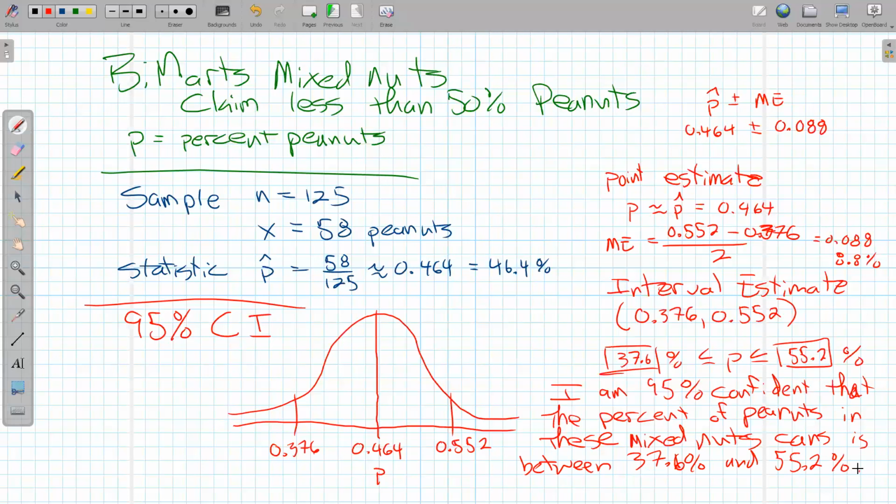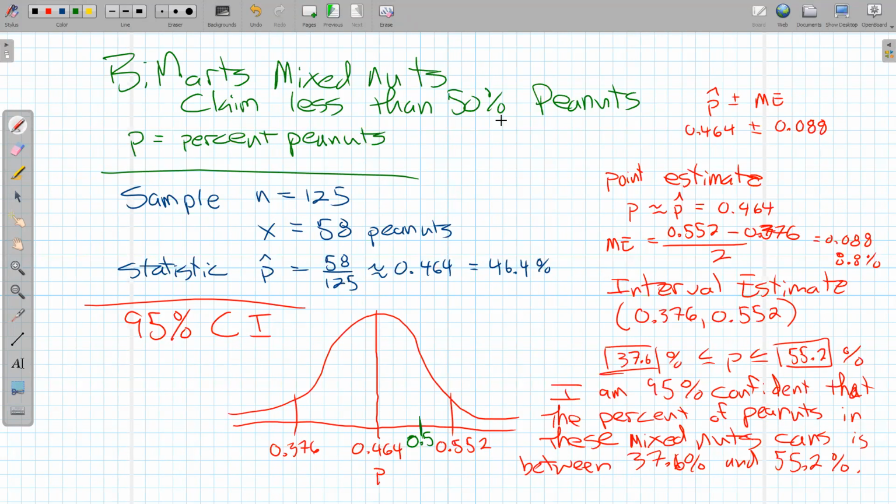All right, so question. Is 50% in my interval? Answer, yeah. So is there a chance that their claim is incorrect? The answer is yes. There is a chance this is incorrect because 50% lives somewhere over here. 0.5 is 50%. That's in my interval. So could it be that they actually have 50% peanuts instead of less than? The answer is yeah, that could be. Could it be they have more than 50% peanuts? Yeah, that could be too. Could it be I just have a weird can or a weird sample? Yep, that could be true too.